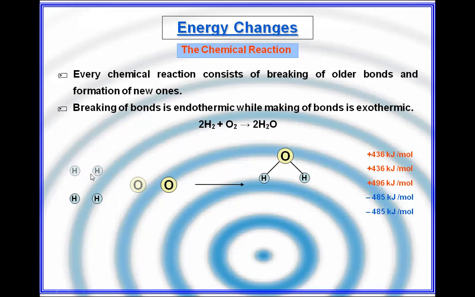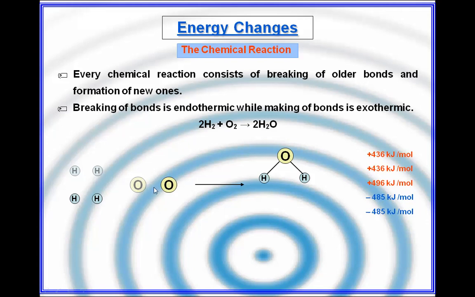While the hydrogen molecules have been broken down by absorbing energy, we have three different molecules: two hydrogen, one oxygen molecule. What happened? One molecule of hydrogen absorbed 436 kilojoule per mole energy, and they became atomic form, reactive.